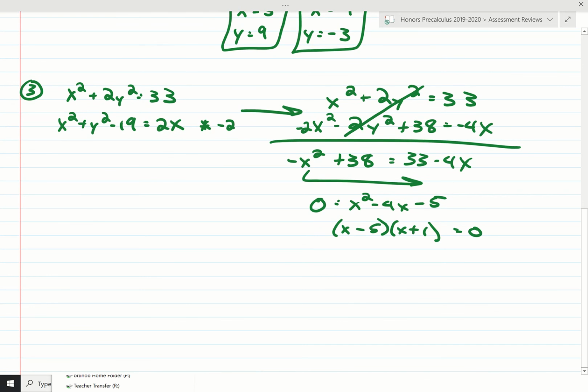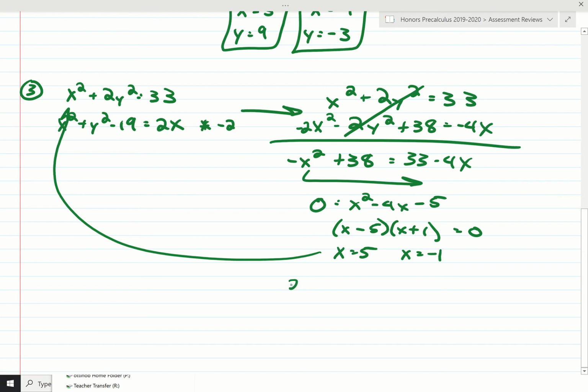And let's see, we'd get x is equal to 5 and x is equal to negative 1. Let's see, did I do that right? I'm just going to check everything over here. Yes. All right, so now what I'm going to do is I will plug in for one of our equations. We'll use the first one.